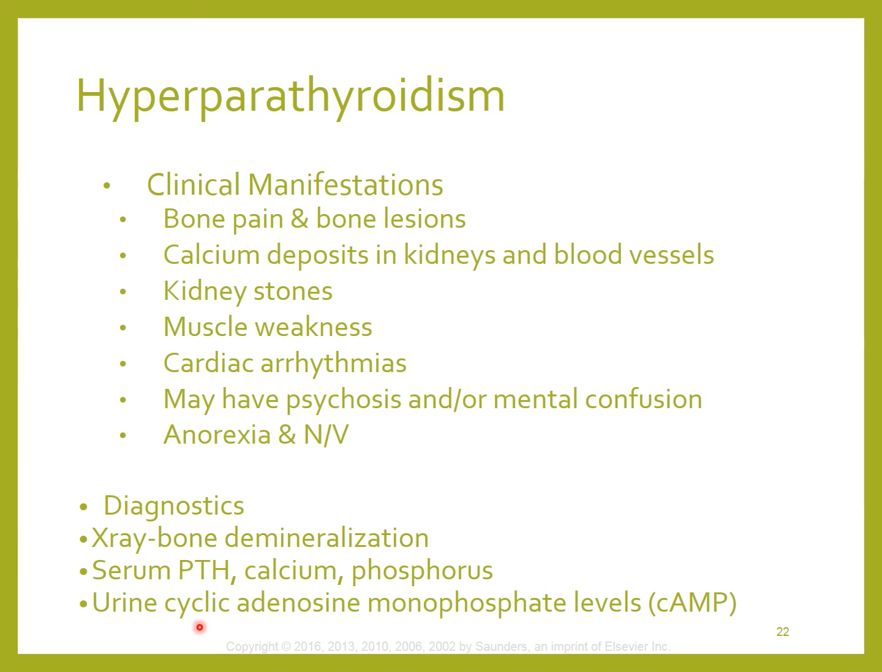So telltale signs. Now, we can draw a urine cyclic adenosine level. This is used to indicate if it's a primary type of hyperparathyroidism. So this will let the provider know that it is not just a case of hypercalcemia.